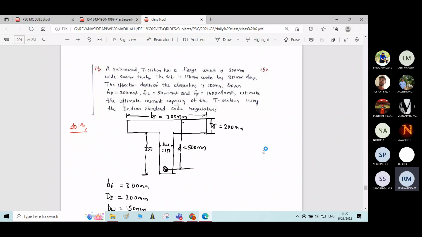We solved up to problem number 8, correct? Module 3, problem number 8. That is problems on analysis of PSC beams. Okay.